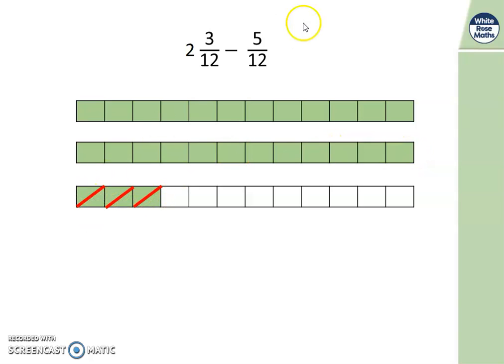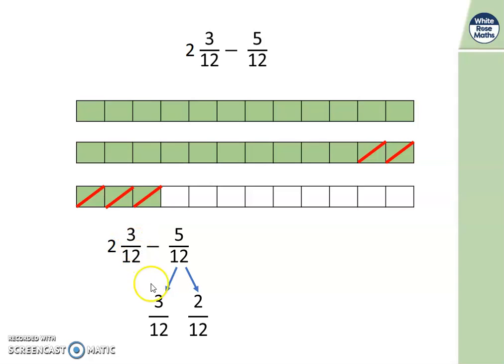I've taken 3 away, but how many more do I need to take away to take 5 away altogether? That's right, I need to take another 2 away. And there you can see 3 and 2 more means I've taken 5 away altogether. So now I can see I've got 1 whole 1 and 10/12. So what I've actually done is I've taken this 5/12 and I've split it so that I can take these 3/12 away first. And then I've thought, what else do I need to make it up to 5/12 and taken them away after? This is actually what we did.